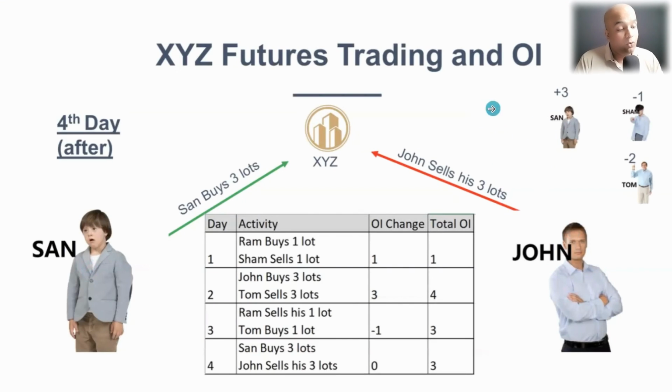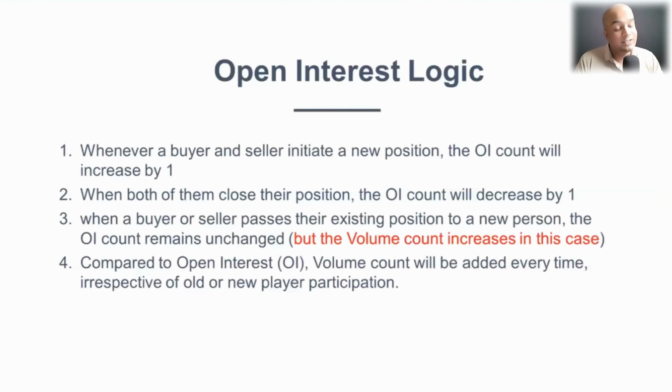If John is holding his position and Sam also enters into the picture, and if he buys three lots, we can easily assume demand is increasing. But in this case, John transferred his position to Sam. So OI count remains unchanged. It's simple, but volume increases. So this is where volume can mislead us.